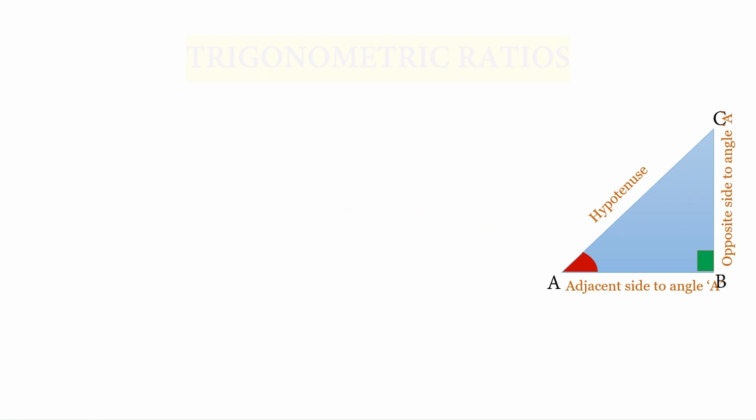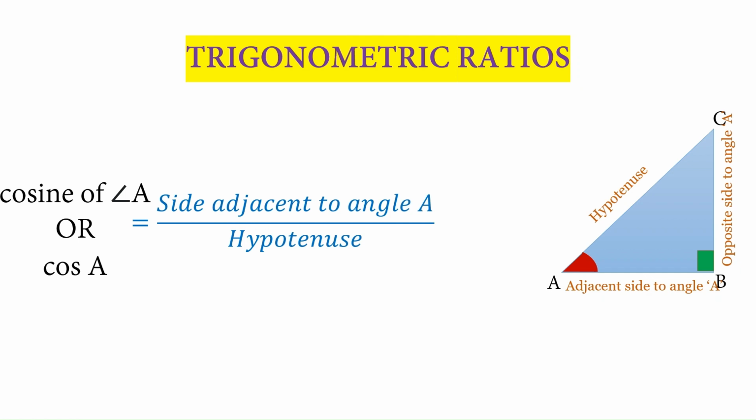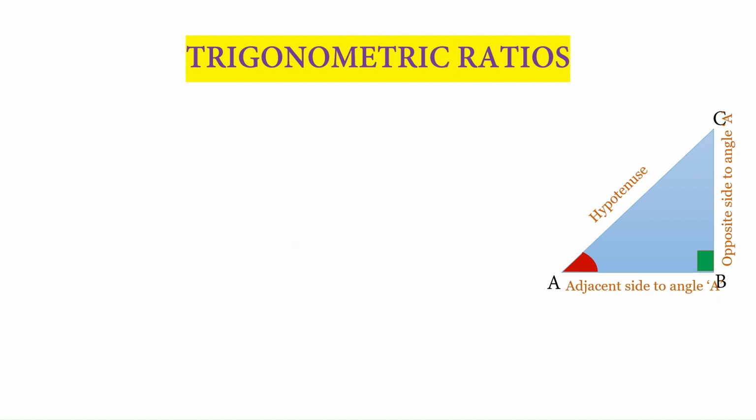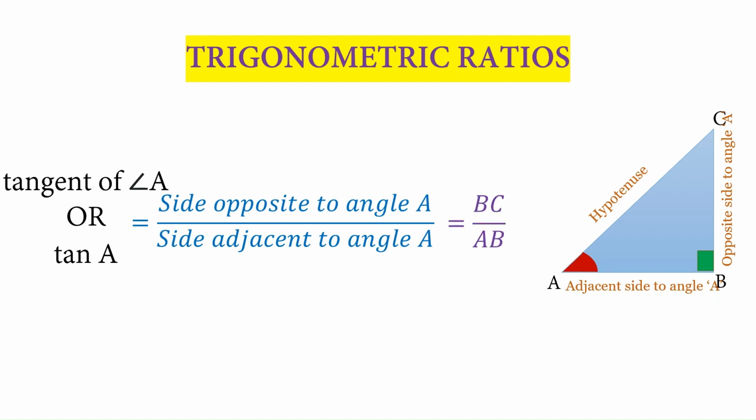The next ratio is cosine of angle A or cos A. This would be equal to adjacent upon hypotenuse. Adjacent is AB upon AC. The next one is tangent of angle A or tan A. It is equal to opposite upon adjacent. Opposite is BC upon adjacent is AB. These three ratios, sin A, cos A and tan A, are important.